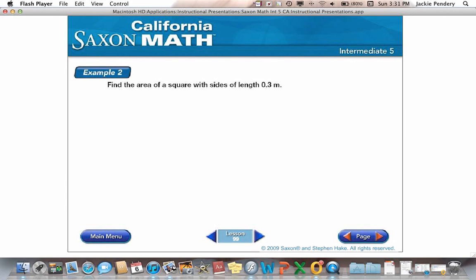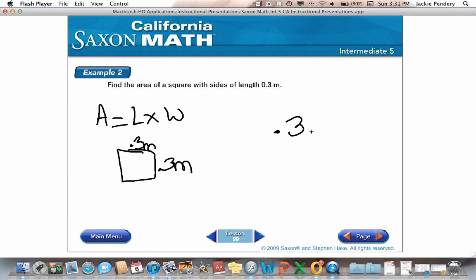Okay, example 2. Find the area of a square with sides of length 0.3 meters. Well, I know that area equals length times width. I can draw a picture to help me with this. I know that this is a square with a length of 0.3 meters. So my width must also be 0.3 meters because it is a square. So my problem then is 0.3 meters times 0.3 meters.